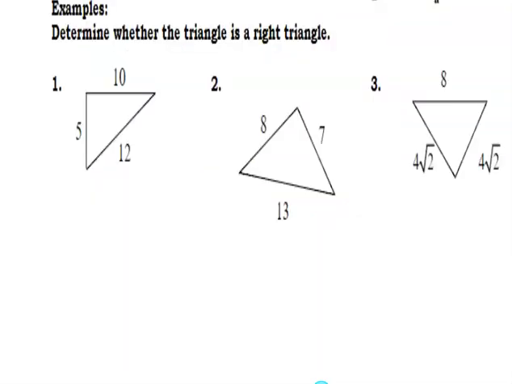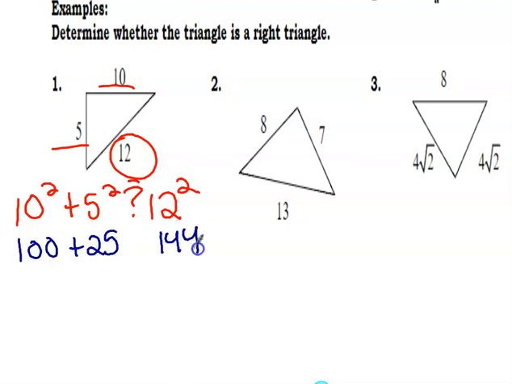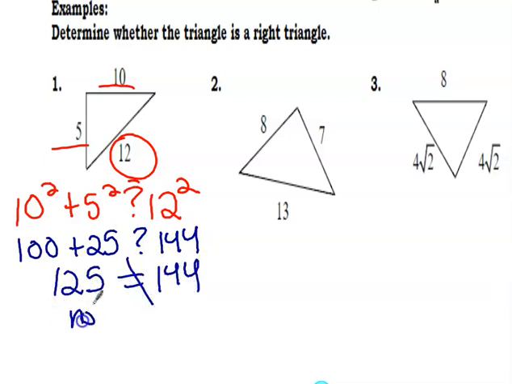We're going to do 3 problems and say yay or nay if it's a right triangle. The biggest side is going to be C. The other 2 sides are A and B. So 10 squared plus 5 squared equals 12 squared? I'm going to put a question mark in between, because we don't know if they equal or not. 10 squared is 100, 5 squared is 25, 12 squared is 144. Does 125 equal 144? That's a no, so not a right triangle.